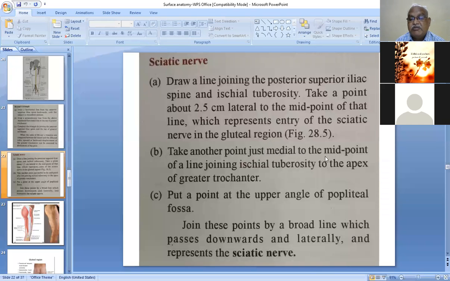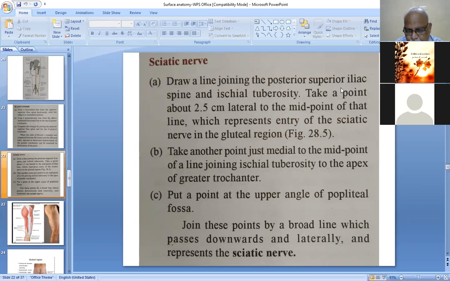Take another point just medial to the midpoint of a line joining the ischial tuberosity to the apex of the greater trochanter. Put a point at the upper angle of the popliteal fossa. Join these points by a broad line which passes downwards and laterally and represents the sciatic nerve. A, B, C. You have to read it and practice it. You have to read these three.